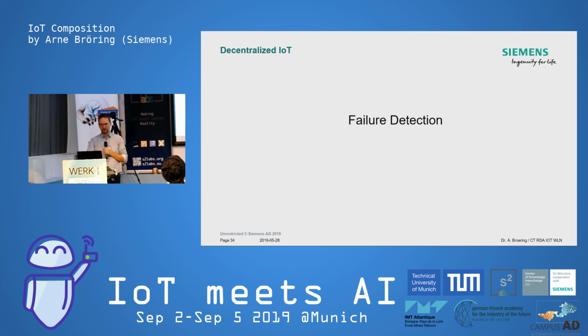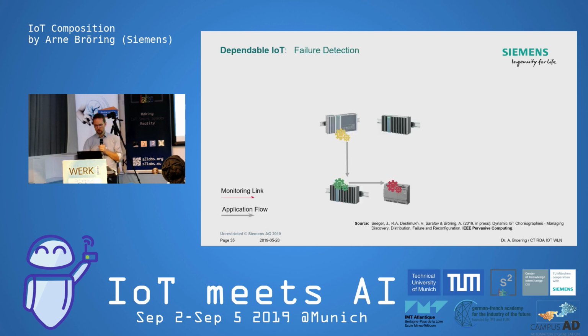And one aspect in dependability is failure detection. And failure detection in such decentralized environments is really crucial. So we worked on a small student project on a failure detector especially for constrained devices. Here you see an illustration of this.